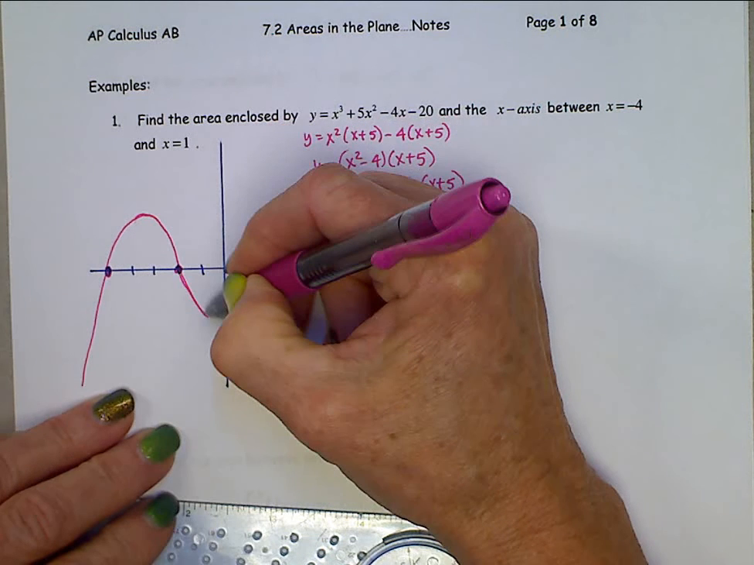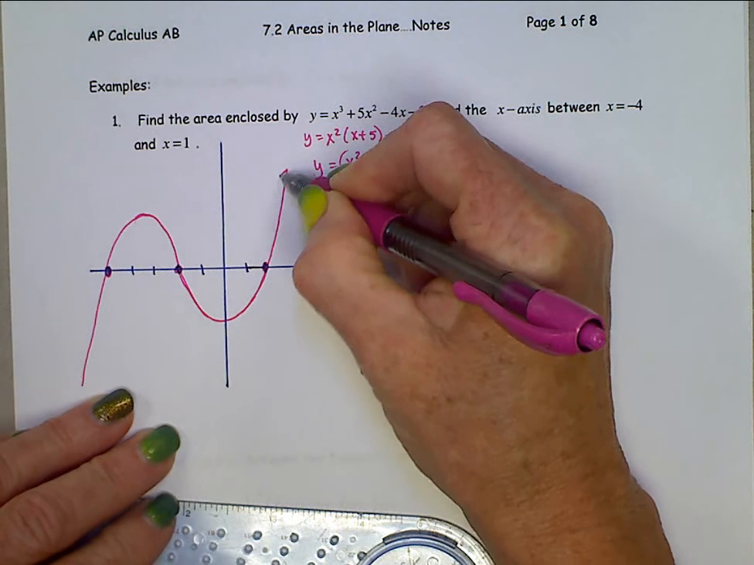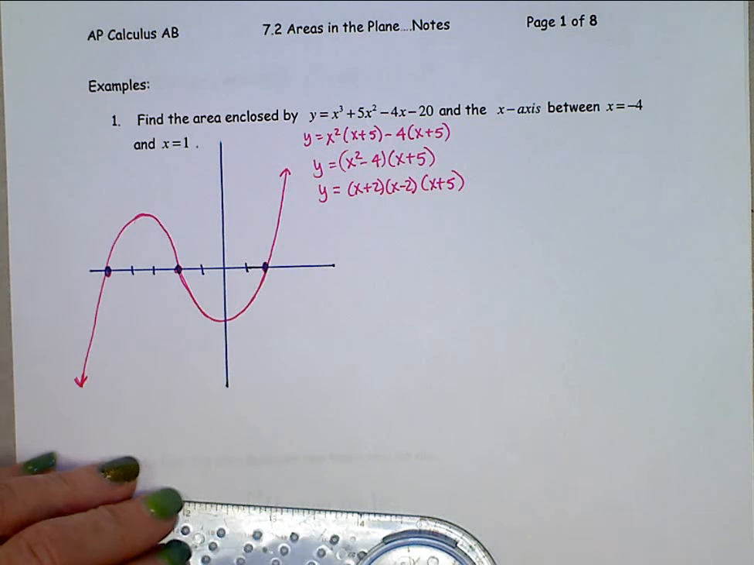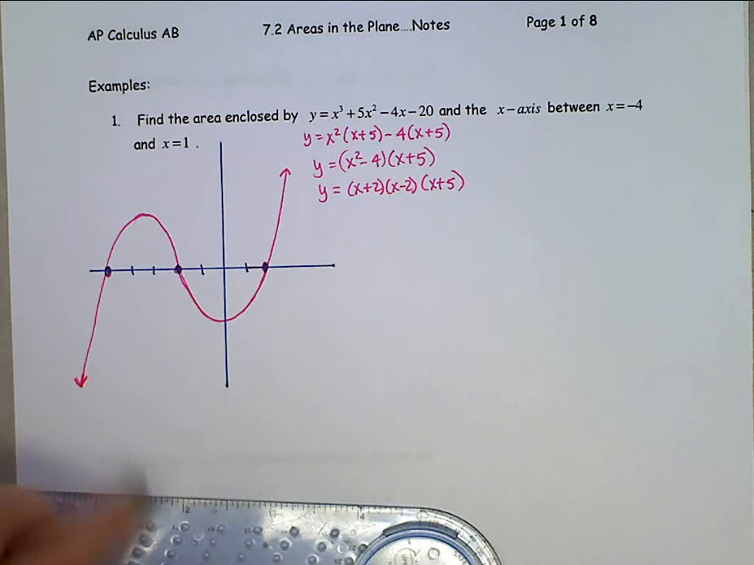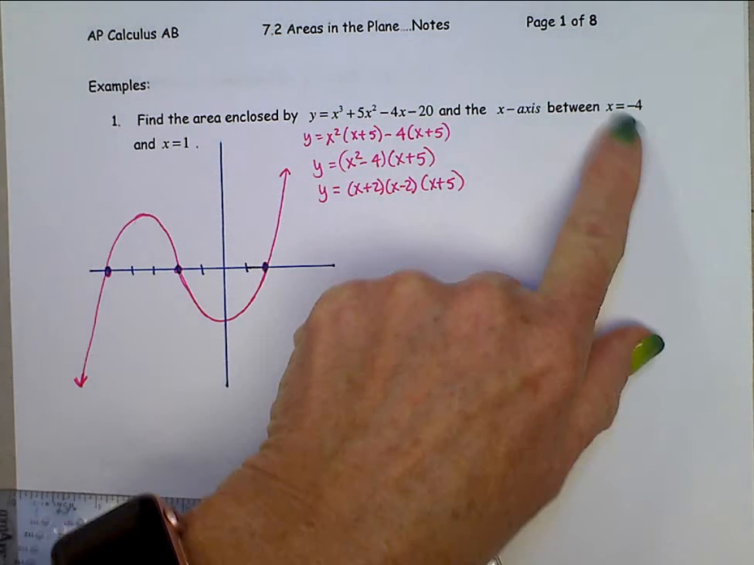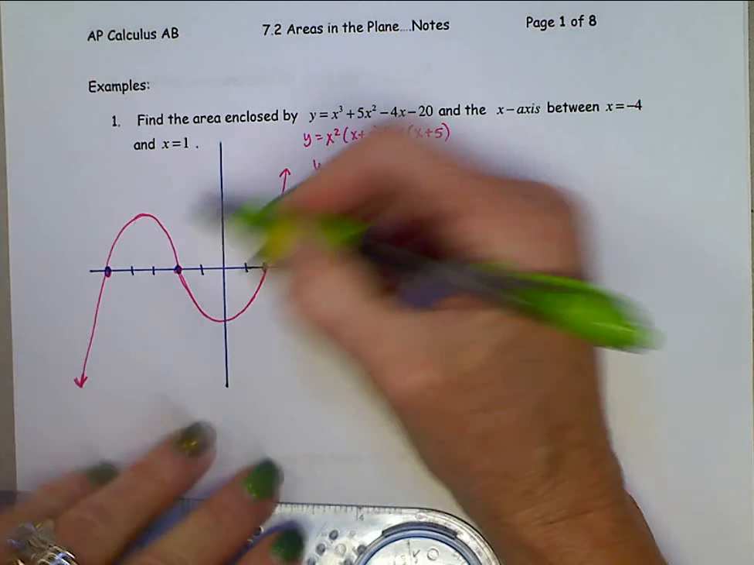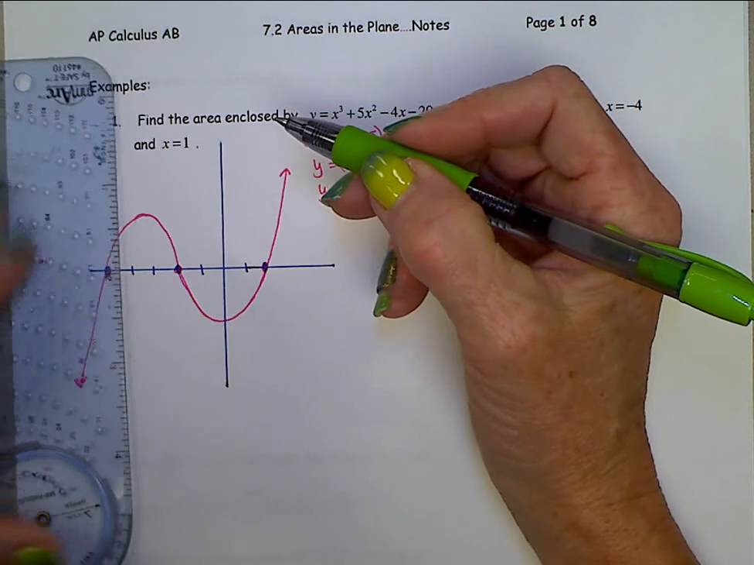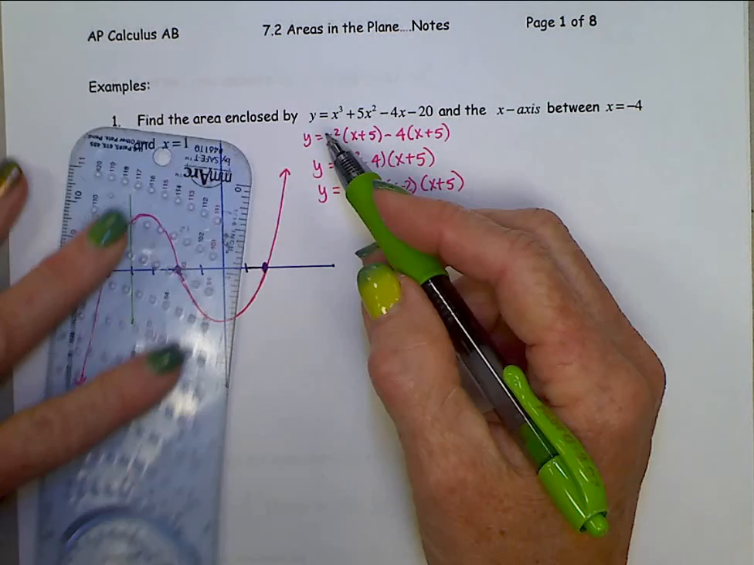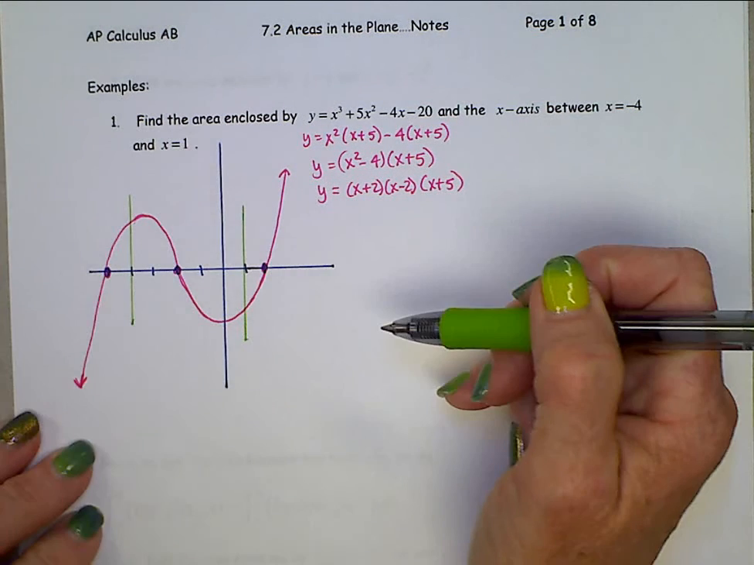Notice I do not have a y scale on the graph. That's fine, that y scale does not matter. This is just a quick sketch. So we have this function, and the x-axis, got it. Also this line, x equals -4, here, and x equals 1 there.